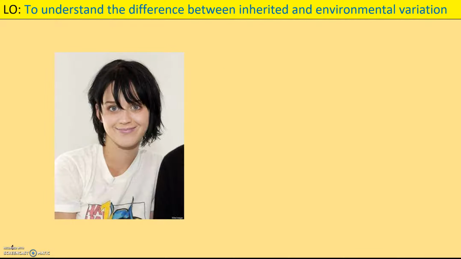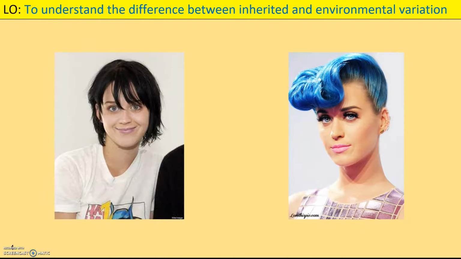So, on the left, we have an image of Katy Perry with her natural features or characteristics. She has inherited dark brown hair and blue eyes. On the right, she looks completely different. What has happened? Environmental factors have caused changes. Hair dye has been used to change her hair to blue. Her skin is a much darker shade through tanning, and her eyes appear bluer. These are all examples of environmental variation.